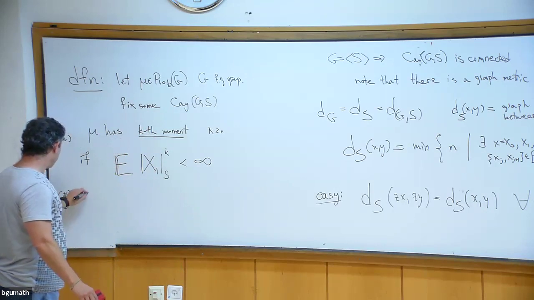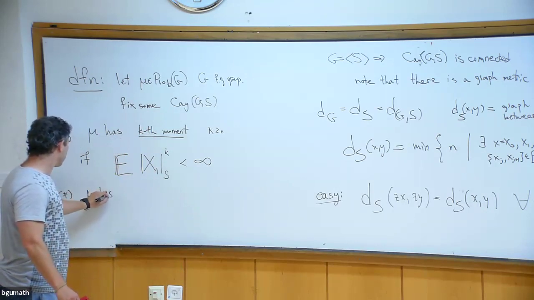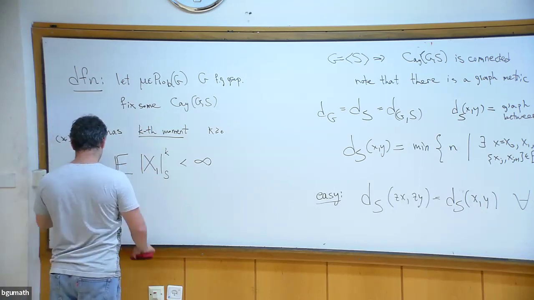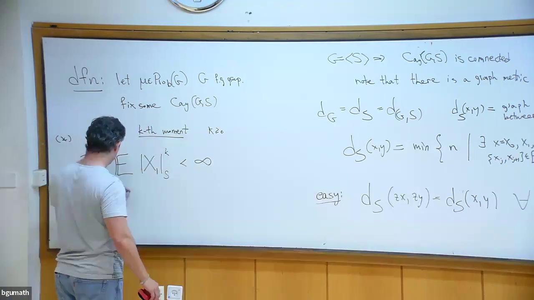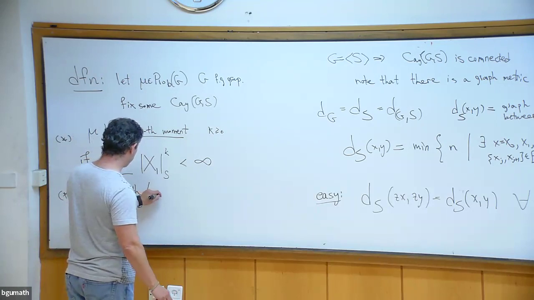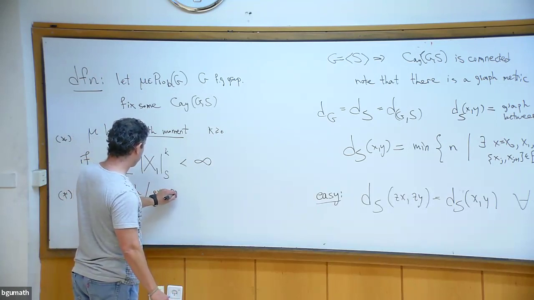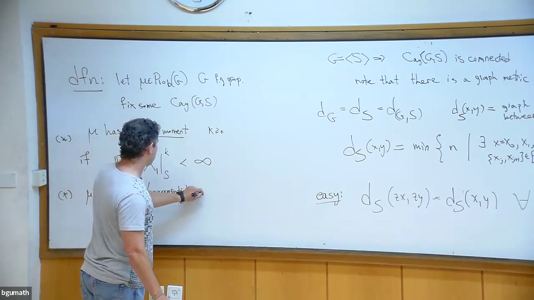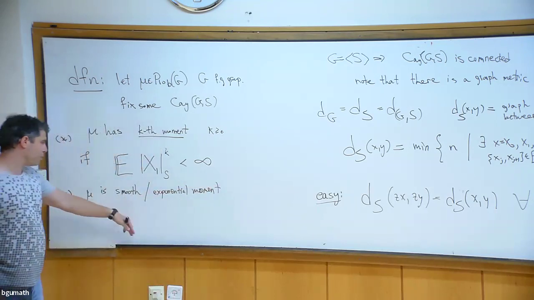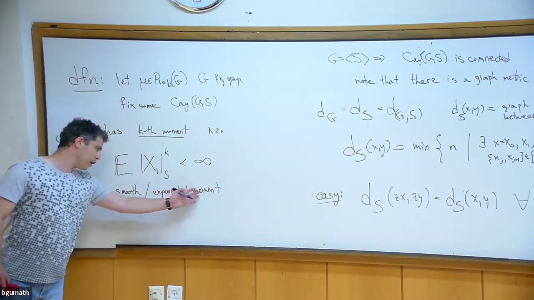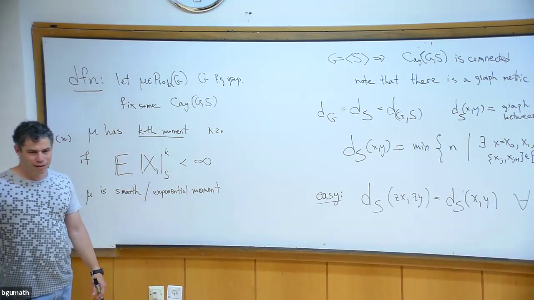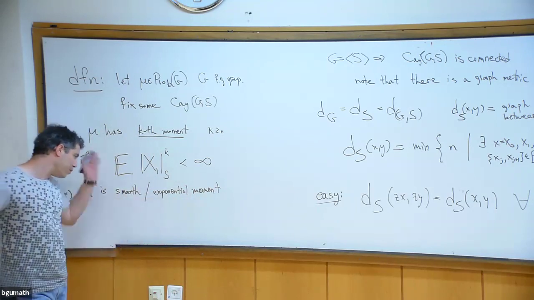Second definition is mu is smooth. Sometimes we say exponential moment. Yeah, I don't know. I invented this name, and I also invented this one, but well, people say different things. It's less standard. I thought that this would be better than that, but okay.